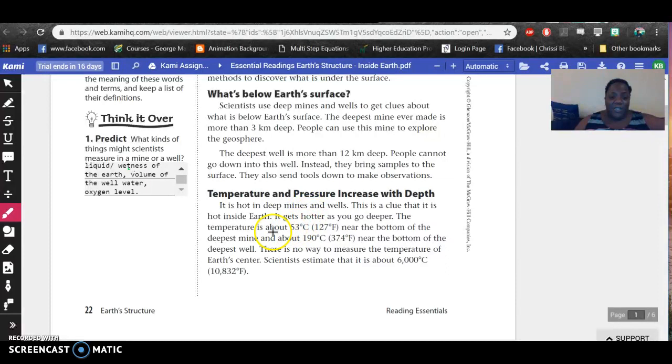Near the bottom of the deepest mine, and about 190 degrees Celsius, which is 374 degrees Fahrenheit, near the bottom of the deepest well. There is no way to measure the temperature of Earth's center. Scientists estimate that it is about 6,000 degrees Celsius, or 10,832 degrees Fahrenheit. That's pretty high.